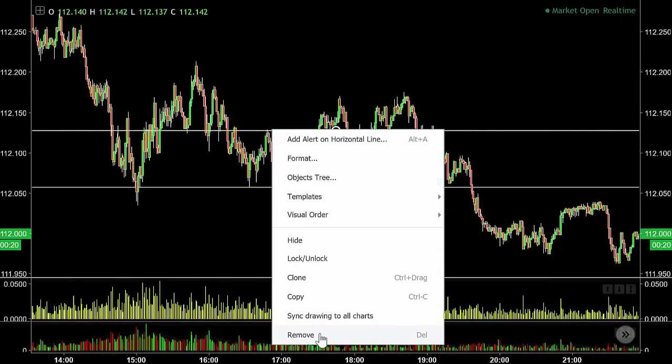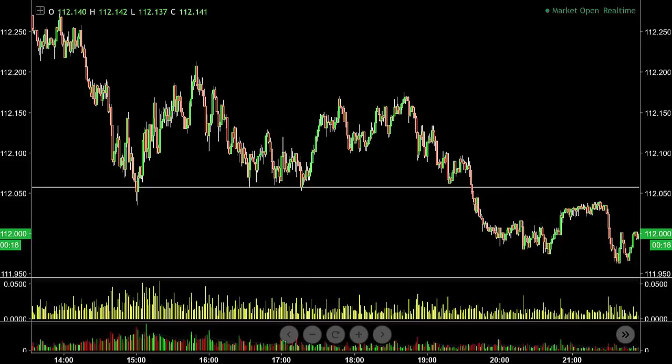Let's remove this one. We've got our support level here. The market's come down. It's tagged it multiple times. 1, 2, 3, 4, 5. I would call that a fifth. We've come down and broken straight through it. Now, if you're sitting there with a limit order, you're going to miss this trade.